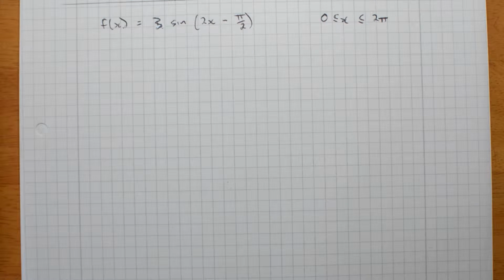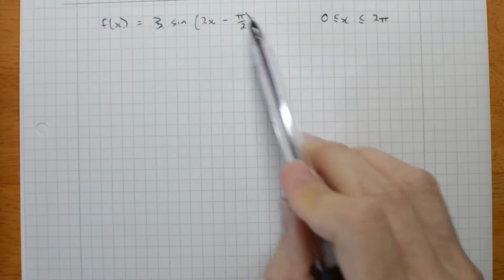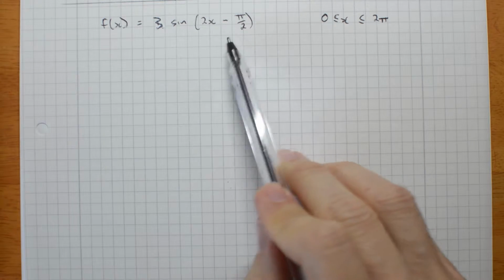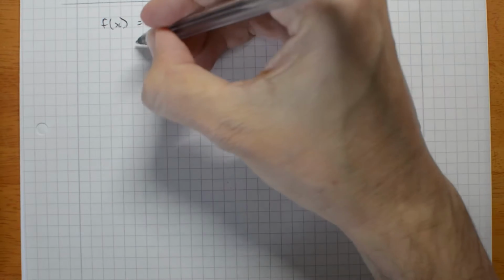Okay, let's try one with a horizontal shift. This is a little bit trickier. 3 sine 2x minus pi on 2. Now, the first thing we have to do is rewrite this into the form that has a number out the front and then x plus or minus something. And we're going to do that by factorising what's in the brackets.